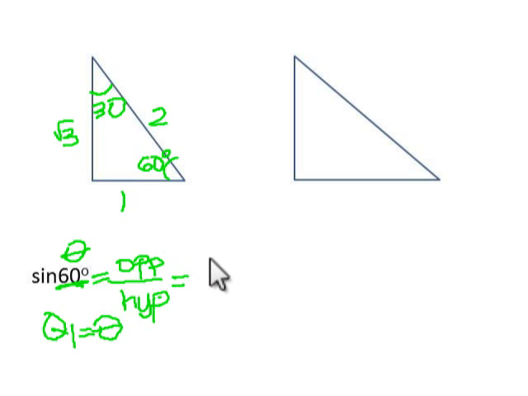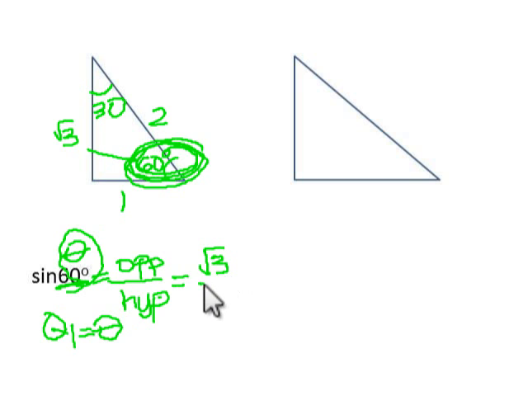Okay? So, since 60 degrees ang ating theta, okay, dito tayo titingin. 60. Okay? So, anong opposite side natin dito? So, that will be square root of 3. Then, ano ang ating hypotenuse? That will be 2. Okay?